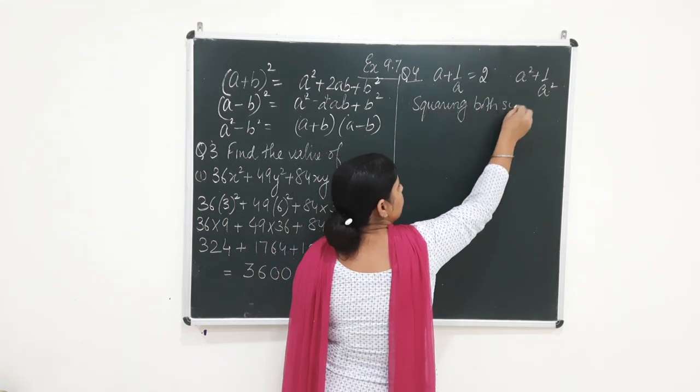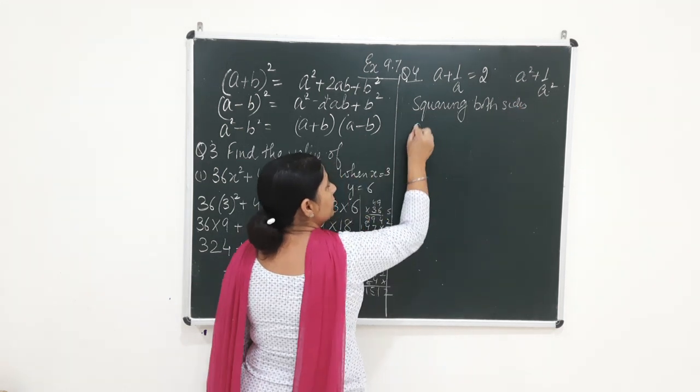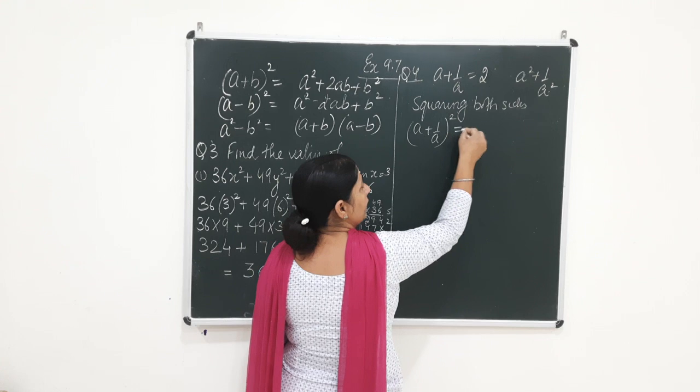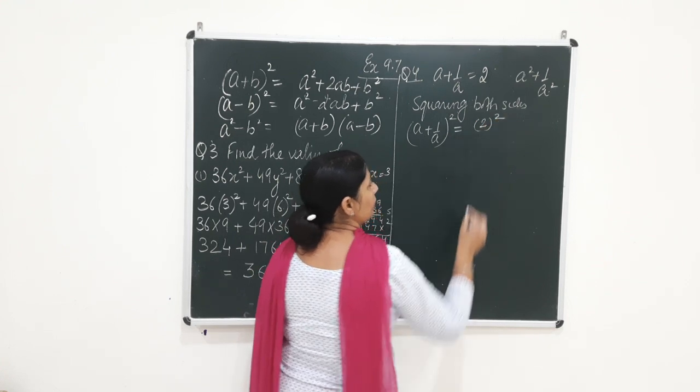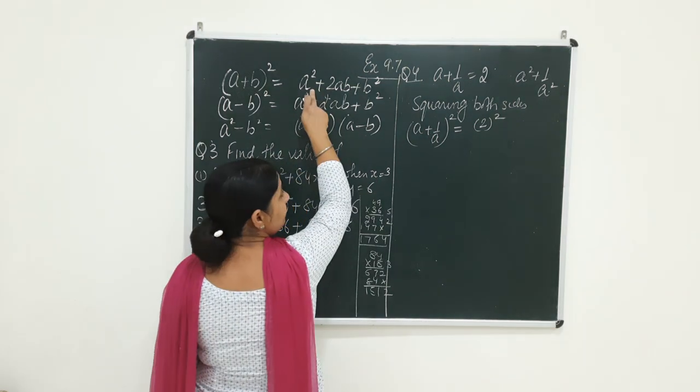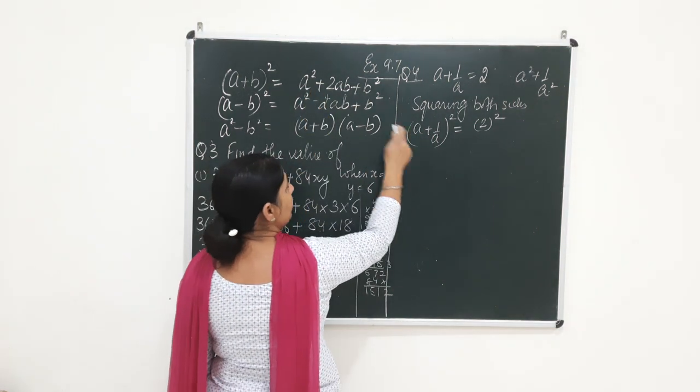Squaring both sides. Now beta, when you square them, it will be (a plus 1 over a) the whole square, and this will be equal to 2 square. Now beta, this side you will open by the identity. You use this identity, beta.